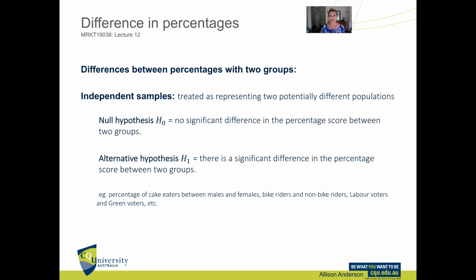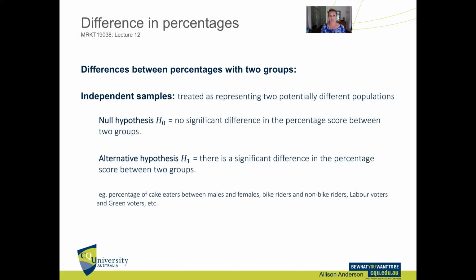The null hypothesis indicates that there's no significant difference in the percentage score between the two groups. The null hypothesis is usually the no action alternative, so that's when there's no change, there's no difference. The alternative hypothesis indicates where there is a difference, and that's usually denoted as H1 or HA. And that usually says there is a significant difference in the percentage score between the two groups. So when you're thinking about writing hypotheses, that's what you want to be thinking about. The null hypothesis is no difference, and the alternative hypothesis is a significant difference.